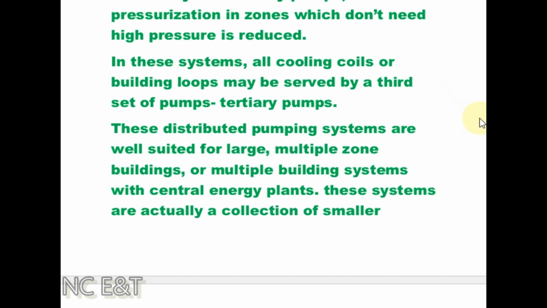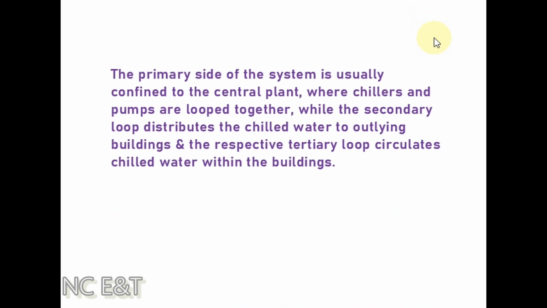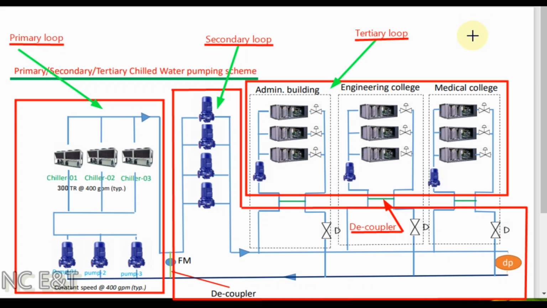These distributed pumping systems are well suited for large multiple zone buildings or multiple building systems with central energy plants. These systems are actually a collection of smaller systems operating independently of each other, but all of them use the same distribution piping and the central chiller plant. The primary side of the system is usually confined to the central plant where chillers and pumps are looped together, while the secondary loop distributes the chill water to outlying buildings and the respective tertiary loops circulate chill water within the building.